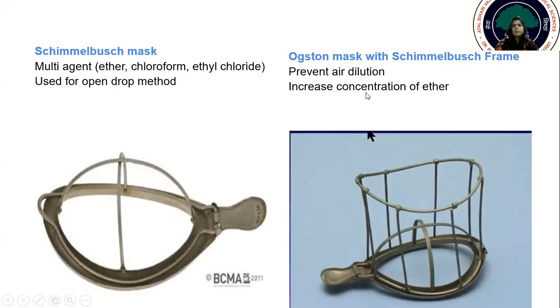Now, what is the Ongston mask with the Schimmelbusch mask? What happened? A fence was added to the Schimmelbusch mask. Why? It will prevent air dilution and increase the concentration of ether delivered to the patient.